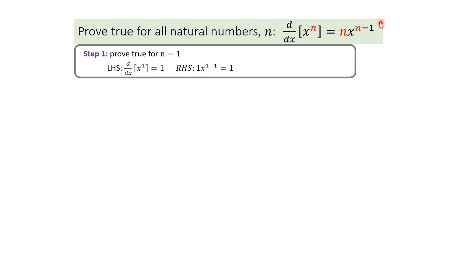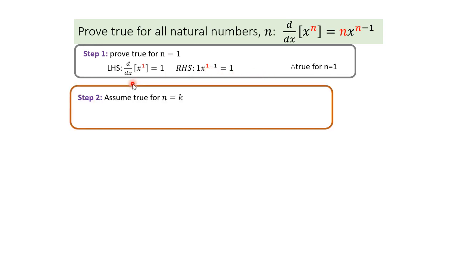If I look at the right-hand side, which is plugging into my formula, I put 1 into n's place, and 1 times x to the power of 0 is 1. Therefore, true for n equals 1. Right, what's my next step? Assume true for n equals k. I replace everything I see with n with a k.